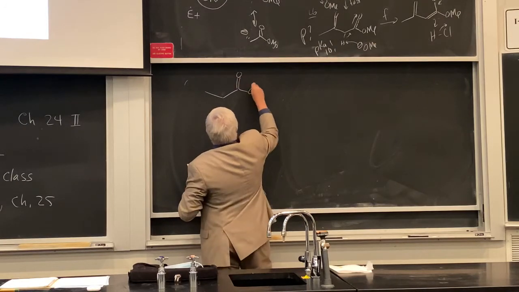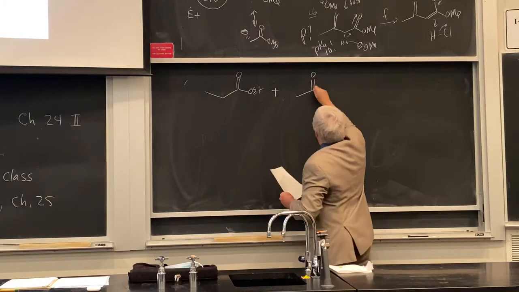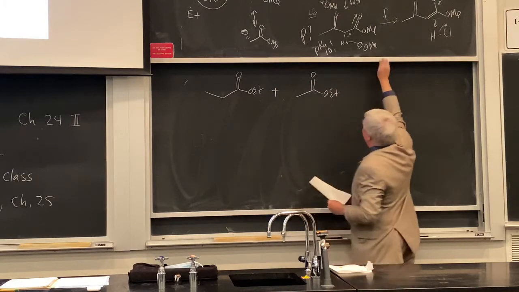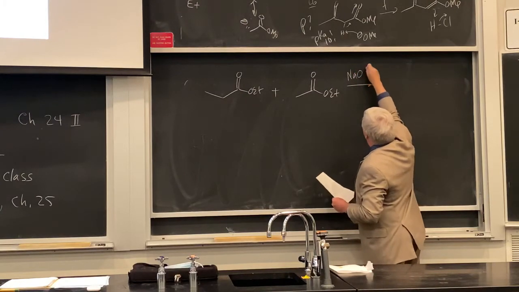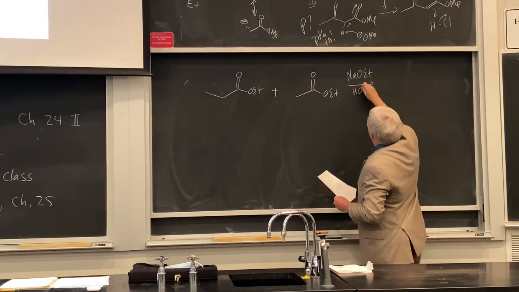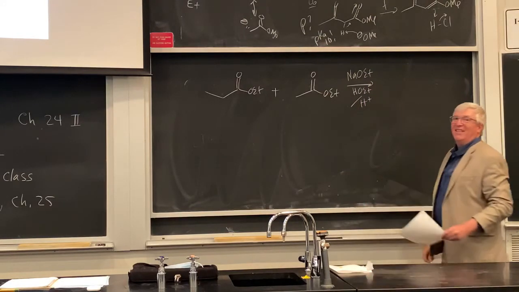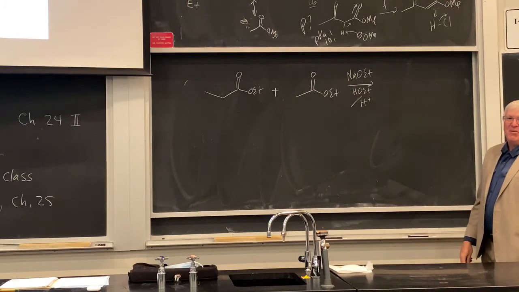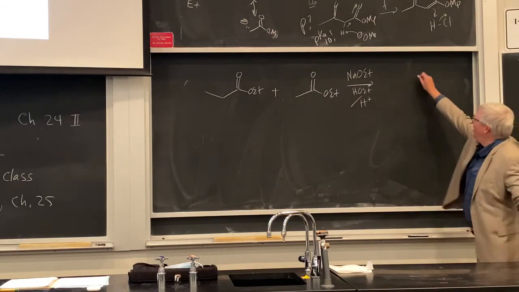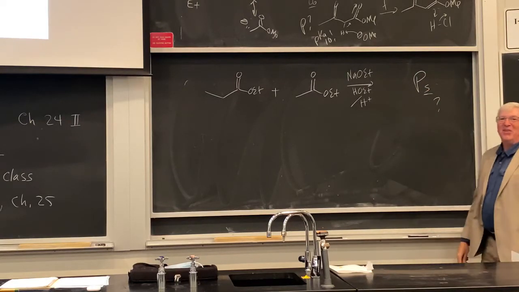How about if we take ethyl propanoate and ethyl acetate. Now we have ethyl esters, so we're going to do the Claisen here with sodium ethoxide, and our solvent's going to be ethanol, and we're still going to have to quench with dilute acid. And your challenge now is to figure out how many different products are there, okay? You can pause now and figure it out.